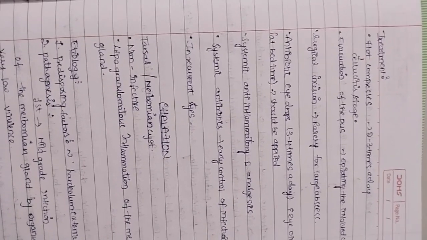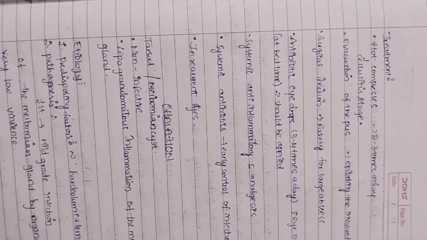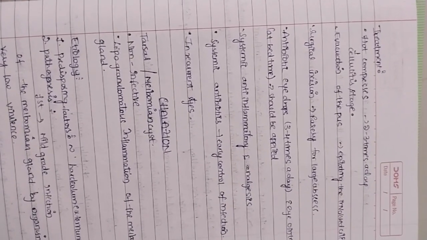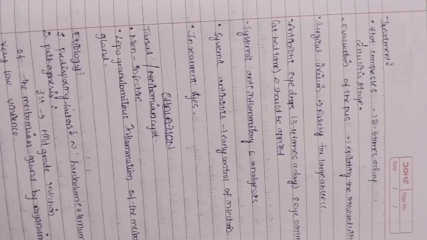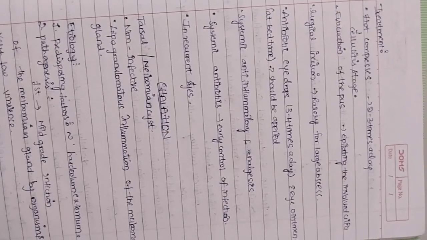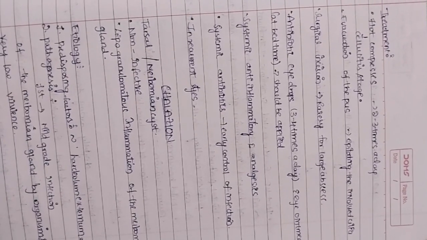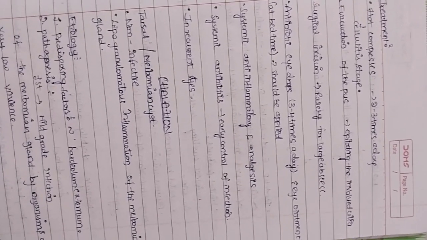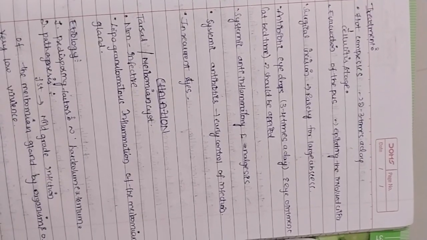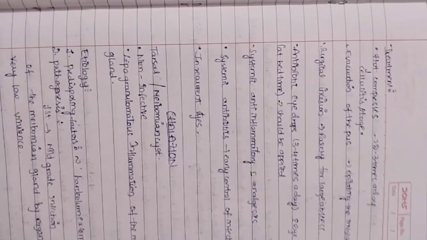Treatment for this is hot compression. If it is in stage 1, which is the cellulitis stage, we will do hot compresses 2 to 3 times a day, and evacuation of pus. We saw it is suppurative inflammation, so we will drain the pus here. We will remove the involved cilia.